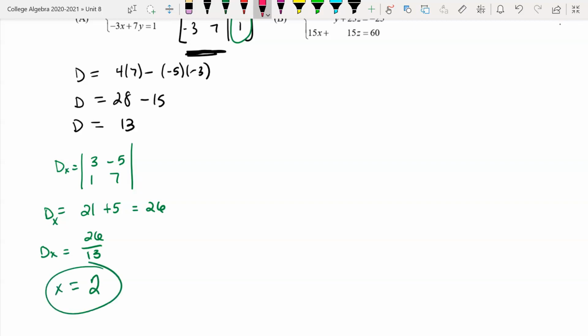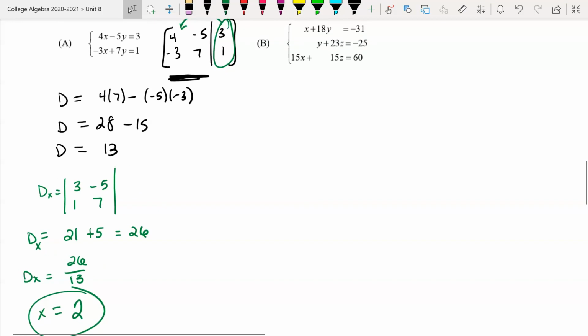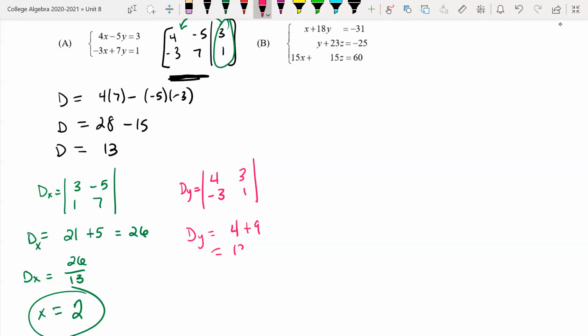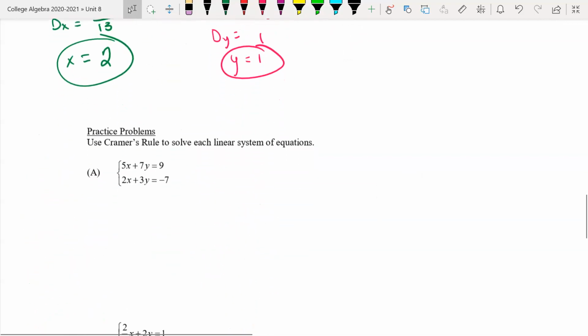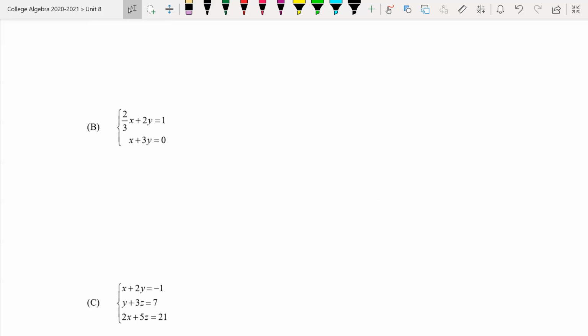So now I do the same thing with the y's, except now I'm going to replace the y column. So the x column is going to stay the same, so 4, negative 3. So I replace the y's with 3 and 1, and I find the determinant. So I get 4 plus 9, which is 13. So 13 divided by 13 would give me 1. So y equals 1. And that is how you use Cramer's rule to solve those. All right.